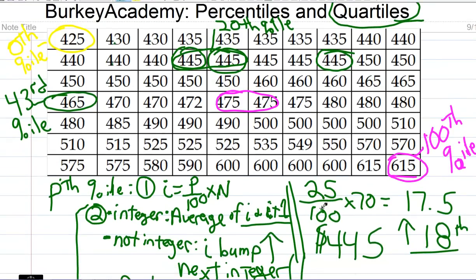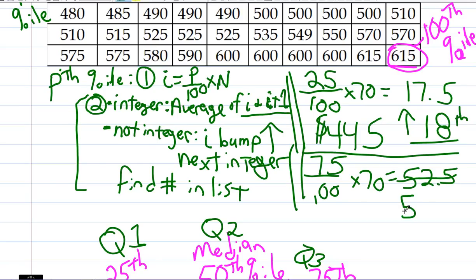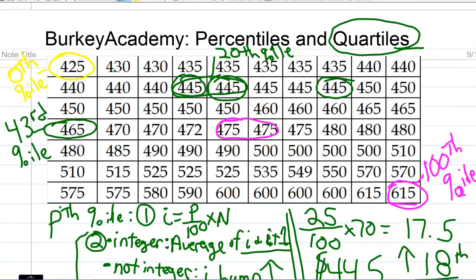Now let's go find the 75th percentile. Same kind of procedure, 75 over 100 times 70 equals, I get 52.5. Is it an integer? No. Since it's not an integer, bump that up to the next number in the list. Our index number is 53. Now be careful that you don't say that 53 is the 75th percentile. Always make sure you go back to the list and find that item in the list. That's a common mistake I see people make.